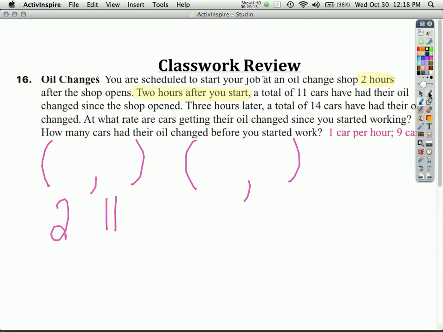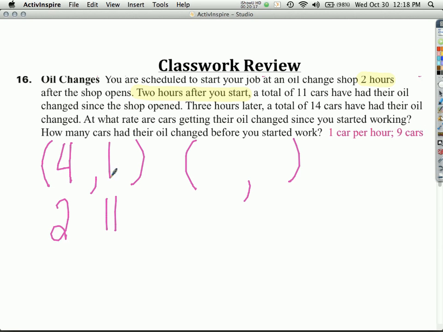So the correct ordered pair, and it was not easy to figure out, is 4, 11. You're supposed to be confused. You're supposed to think it's 2, but it's not, because 4 hours have passed by. 11 cars have been done. Okay? 3 hours later. 3 hours more.